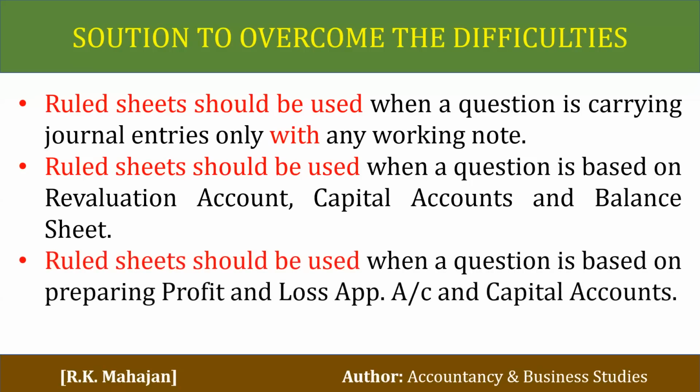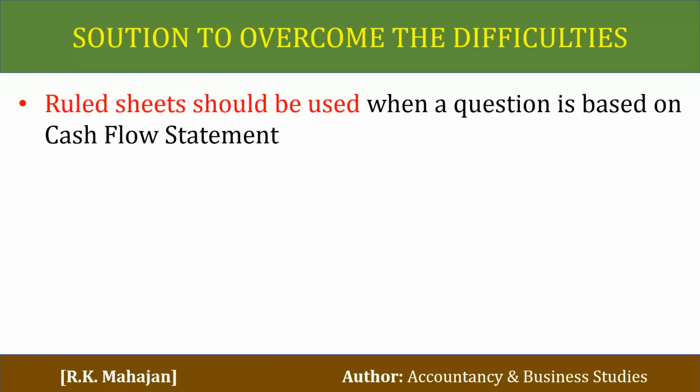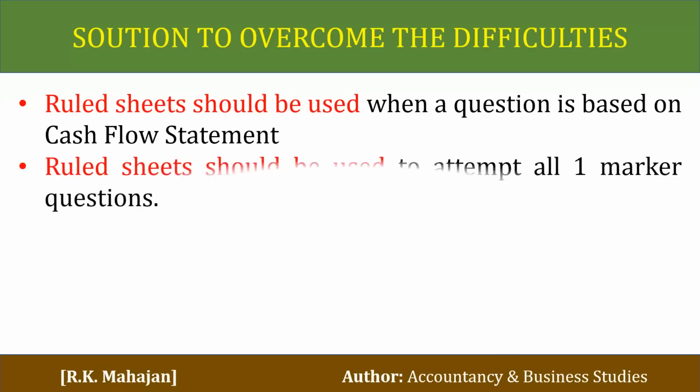The next thing, the ruled sheet should be used when a question is based on preparing the profit and loss appropriation account and the capital accounts, because in the printed format you have only one amount column, but in the capital account you need two or more amount columns. So it is always advised to use the ruled sheet in such types of questions. Next, the ruled sheet should be used when a question is based on the cash flow statement. This has also been discussed with the help of the topper's answer sheet, because such a format is not given in the answer sheet.